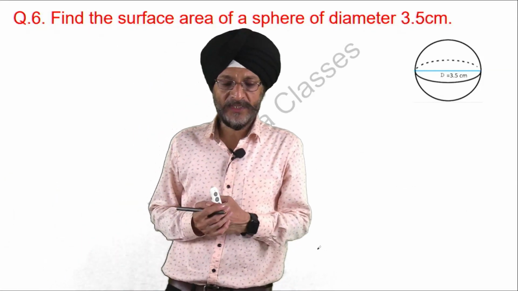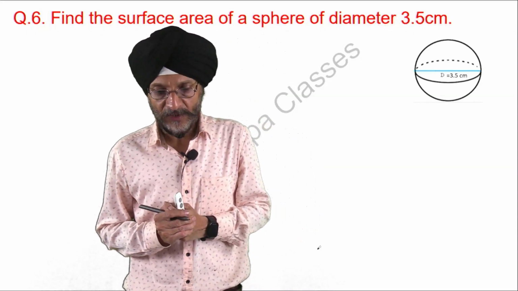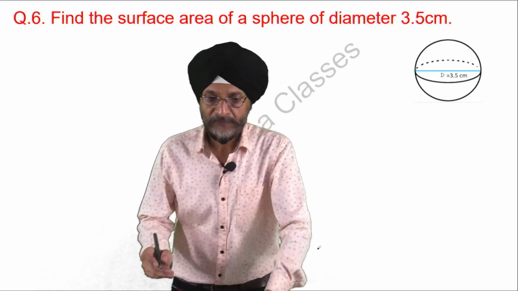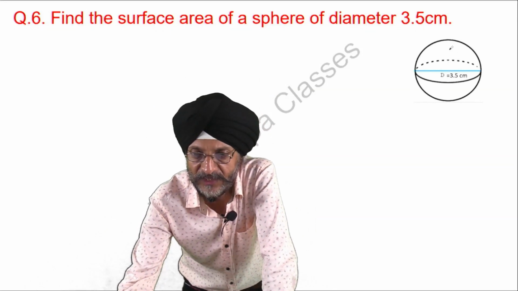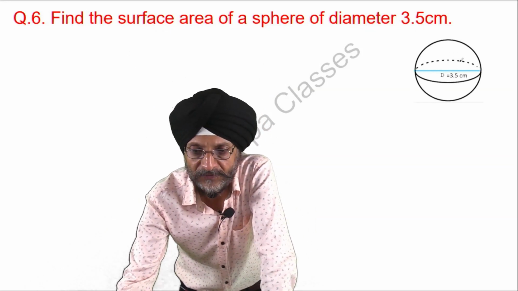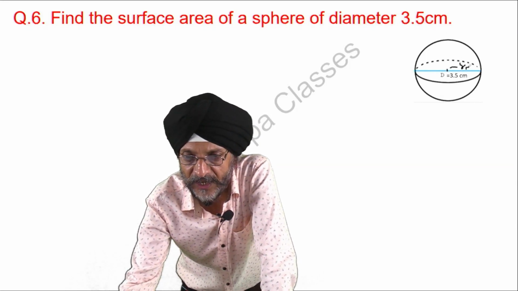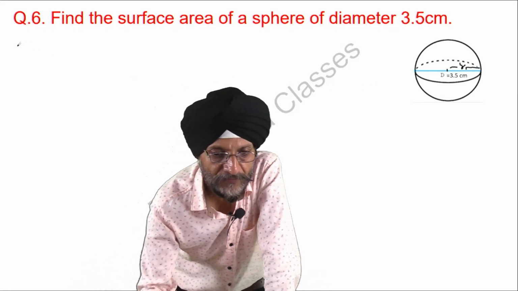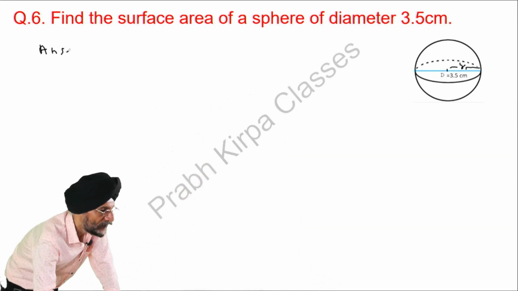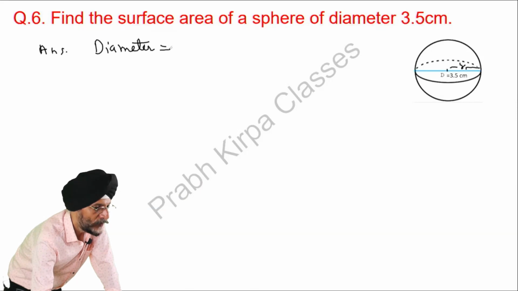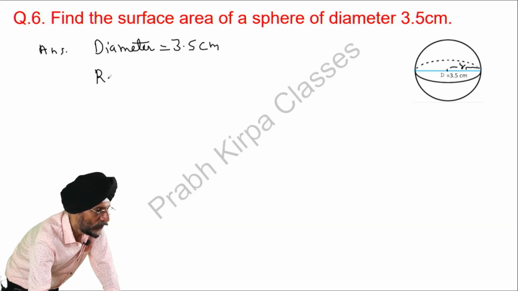Now the next question before us is find the surface area of sphere of diameter 3.5 centimeter. You can see here that this is the sphere and this is the diameter. This is the central point and from here to here this is the radius. Answer. Diameter which has been given to us is equal to 3.5 centimeter.